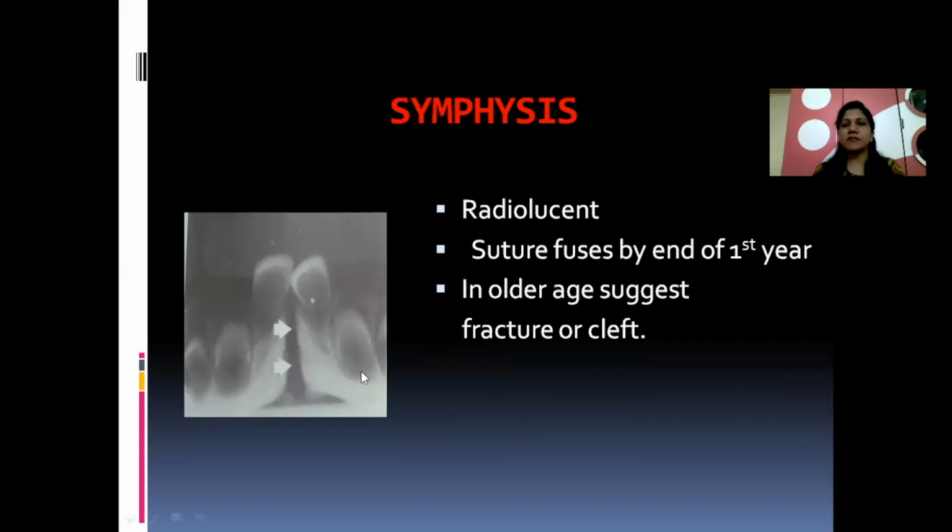Now, symphysis. Symphysis is a radiolucent landmark. Can you see this thick radiolucent line? As we know, the mandible is made up of two halves, and it gets united or fused to form a single unit during the first year of age. That is, after the first year of age, you should not see this radiolucency. But if you see it in an older age group, you should think that it might be a cleft or a fracture line. Here the teeth are in the developing stage and it is below 1 year of age.